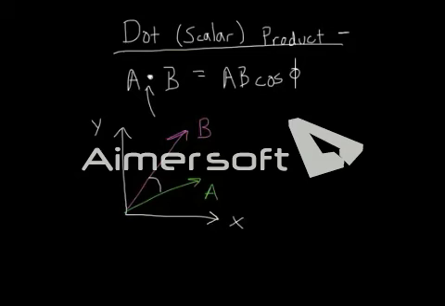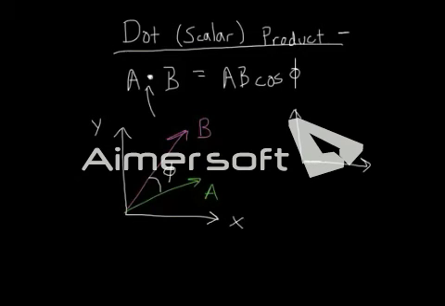And they're separated by some angle phi. So I can multiply these together in a dot product, and A dot B is going to be A times B times cosine of phi, the angle that separates the two. One of the most useful aspects of the dot product comes when we take two vectors.